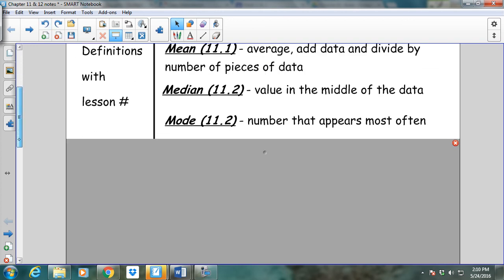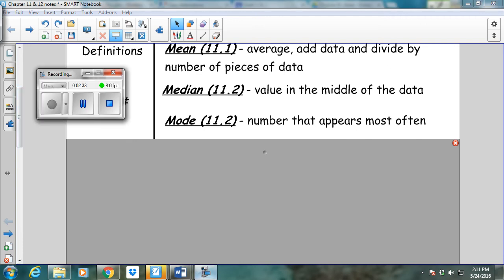The next thing is the mode. Also a pretty easy concept to understand if you can remember the vocabulary word. Mode, in 11.2, is the number that appears the most often. The number that appears the most often in your list of numbers is the mode. And it can be more than one number, too. It could be that 2 things come up at the same time.